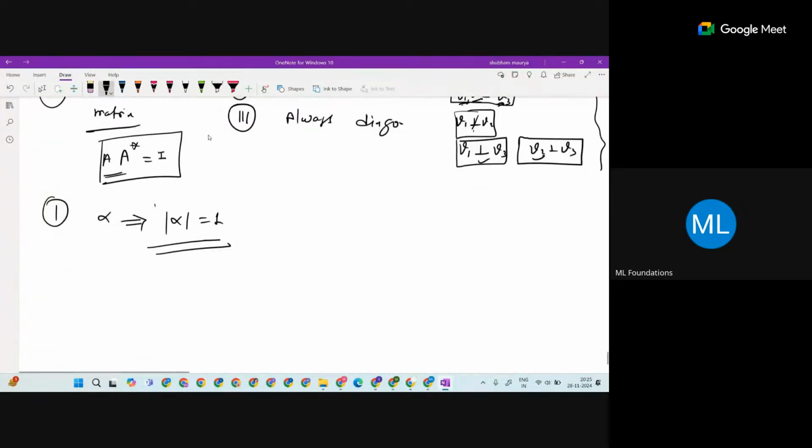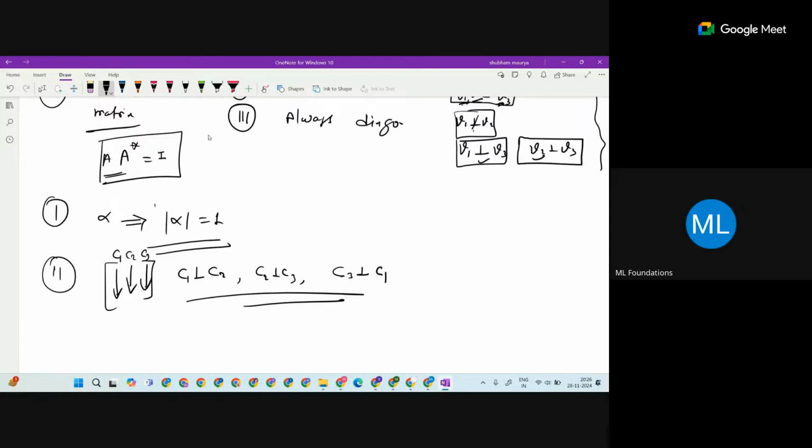And the next is, a unitary matrix also has the property that its columns are going to be orthonormal. Columns are going to be orthonormal to each other. Suppose these are C1, C2, C3. I'm not talking about the eigenvalues, I'm saying just the columns of that unitary matrix. Those are going to be orthonormal. How many columns should we get? They're all going to be orthonormal.